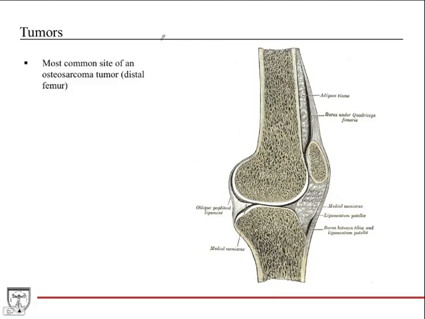Tumors, so really just an important fact to know here is that the distal femur at the knee joint is the most common site of an osteosarcoma tumor, which is right around in here. These are common in children or adolescents.